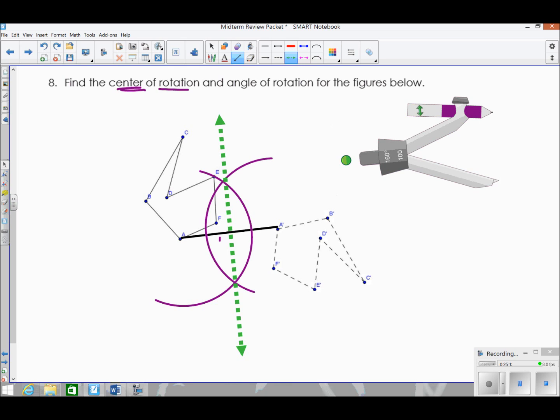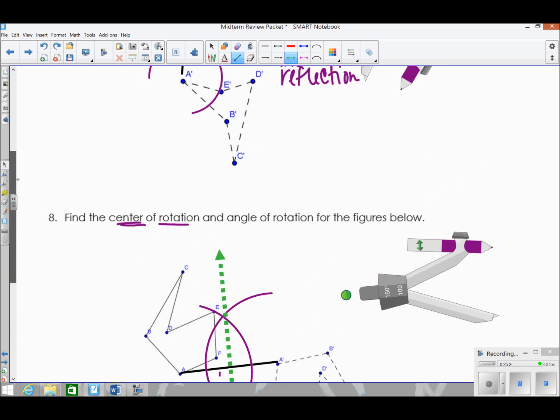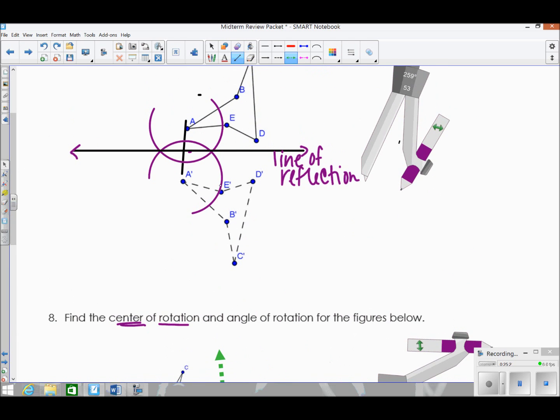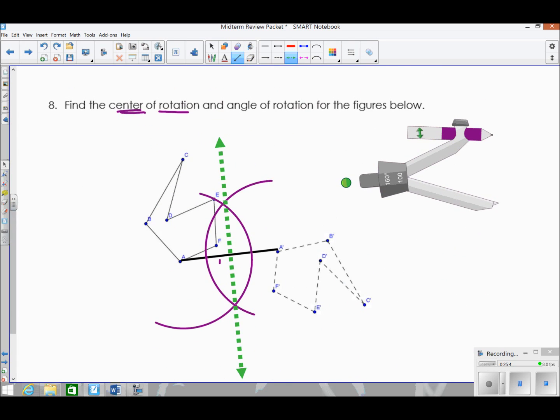I need to be equidistant from every set of points. In the last example, I was done with just a line, the perpendicular bisector, because that is the line of reflection. If I had constructed the perpendicular bisector between any set of points, they would all give me the same perpendicular bisector. So equidistant from E and E prime and D prime is going to be the same line of reflection, the same perpendicular bisector. But for rotations, you're trying to find the center, so you're trying to find a point.